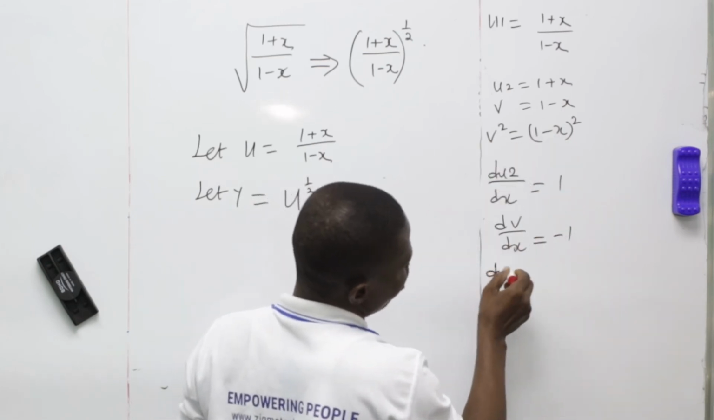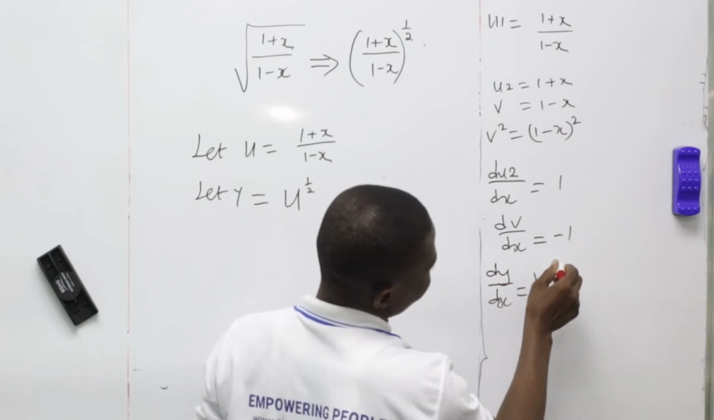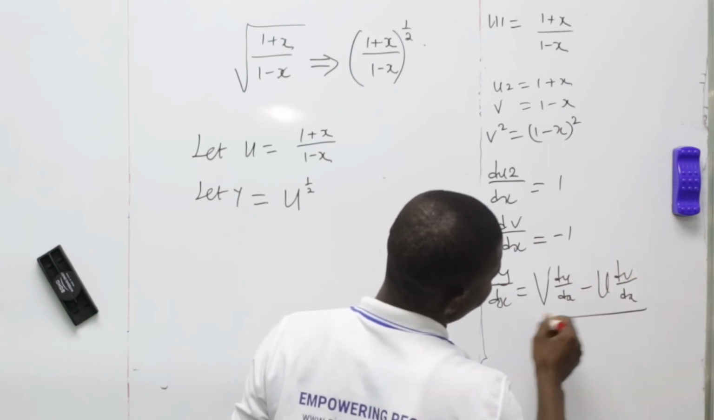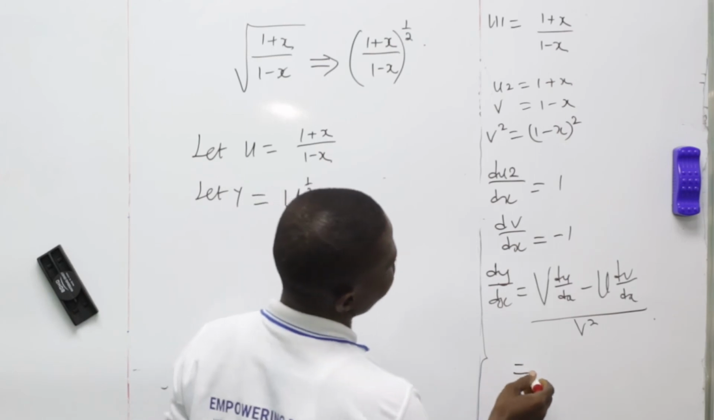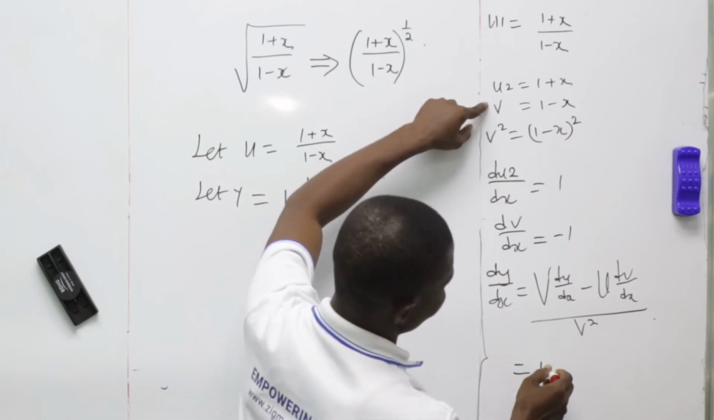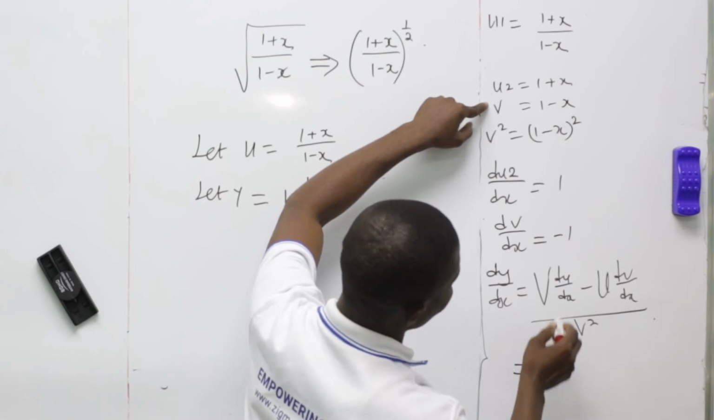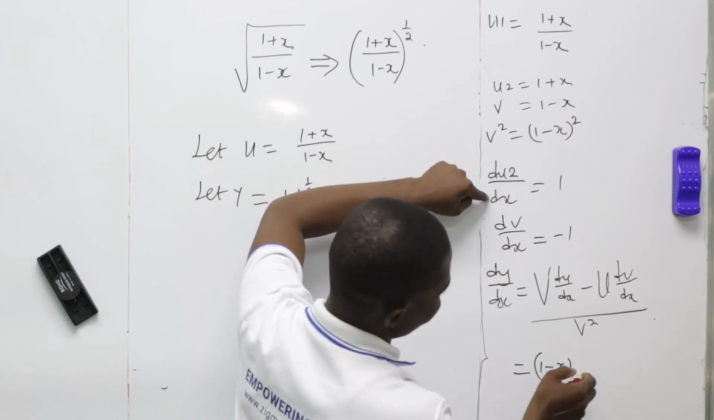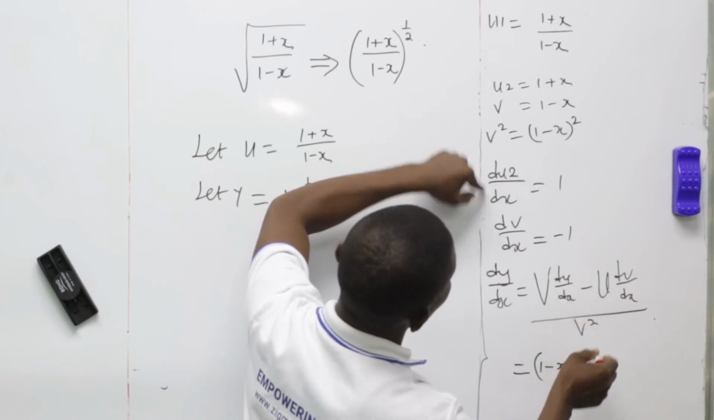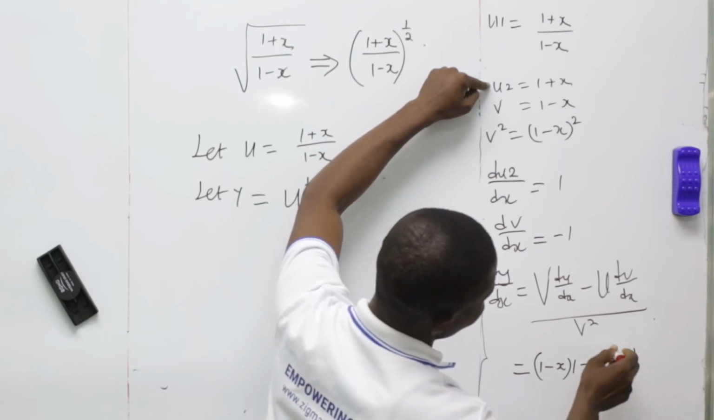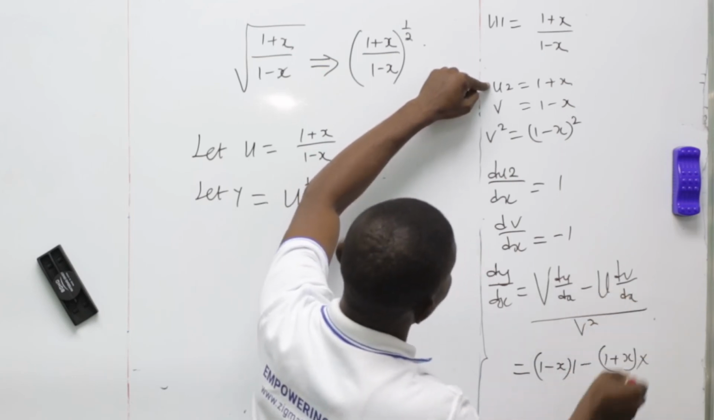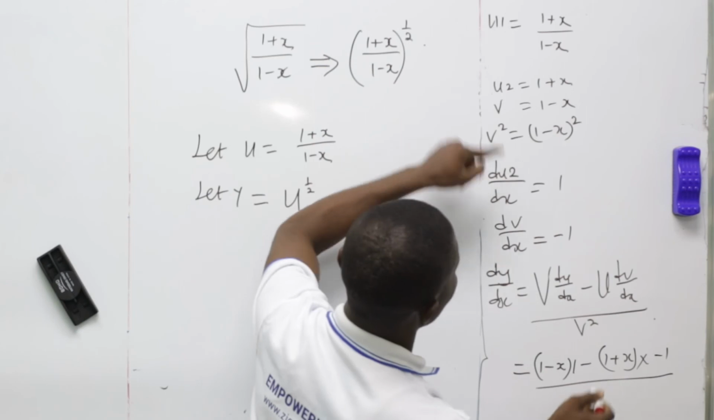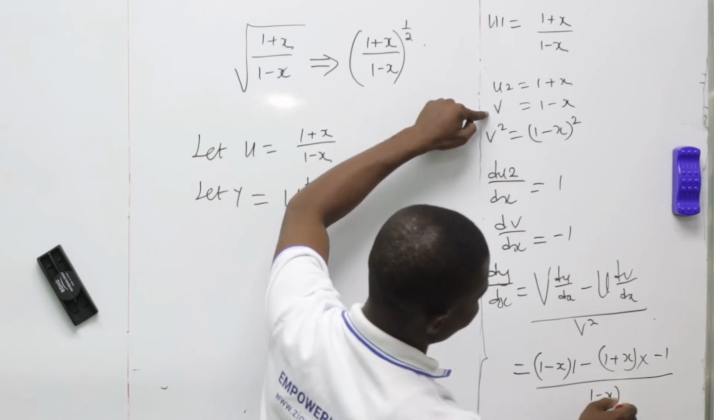Applying the quotient rule, recall that dy/ds equals (v du/ds − u dv/ds) all over v squared. Now this will give us: what is our v? (1 − s) times du/ds, where du/ds means du2/ds, which is 1, minus u, which is u2, (1 + s), times dv/ds, which is already here, −1, all over v squared. What's our v squared? (1 − s) all squared. Good.